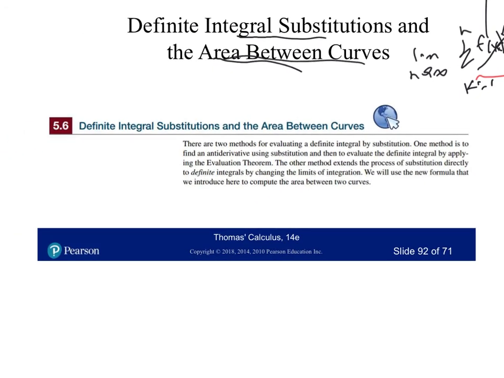I'm not really sure why the author called 5-6 the definite integral substitution. If you remember back, he called 5-5 the indefinite integral, but yet we had definite integral problems in there, at least in the homework. Not so much in the lecture, because the lecture did stick to the indefinite integral, but in the homework you were integrating with some limits.